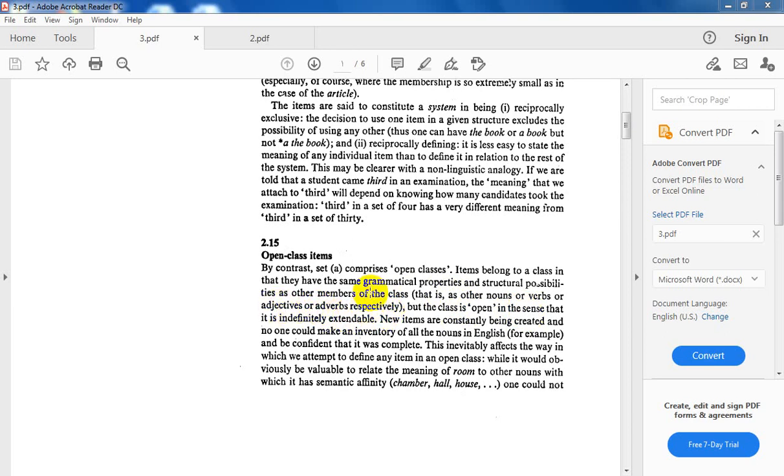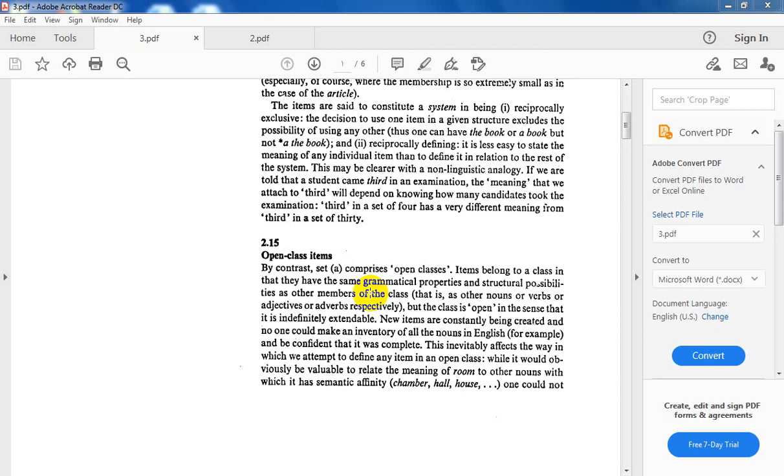They are a class in the sense that, for example, when I say nouns in English, the nouns in English have the same grammatical properties and structural possibilities. The same with the verb, the same with the adverbs, and the same with the adjectives. But the class is open. What does it mean, open? Open in the sense that it is indefinitely extendable.